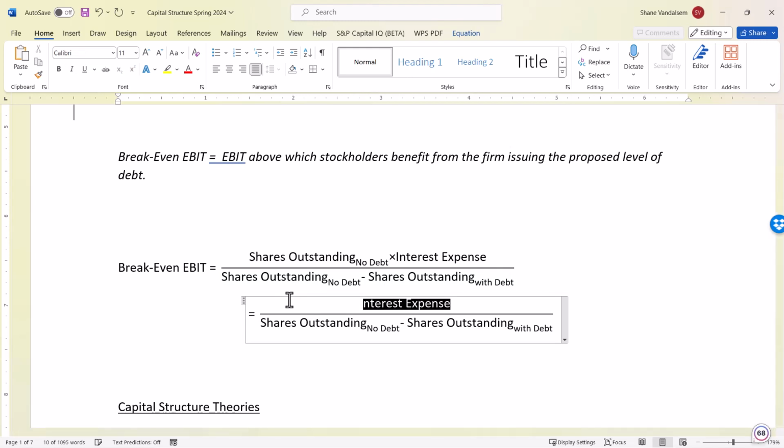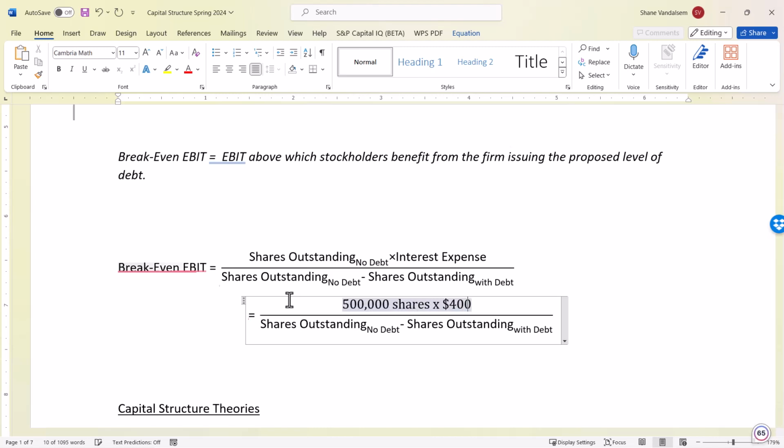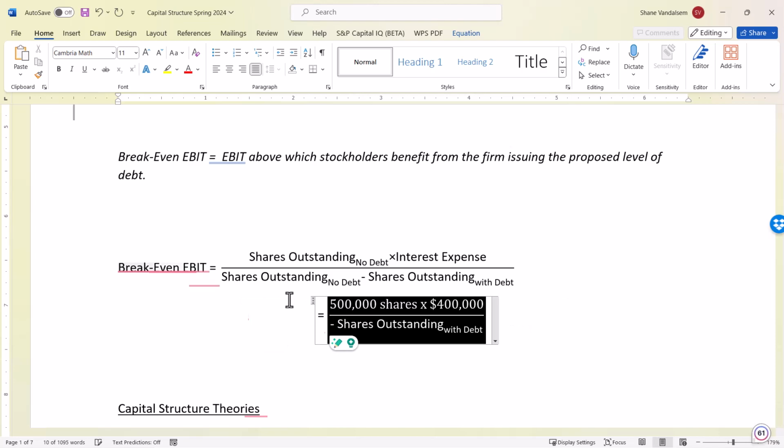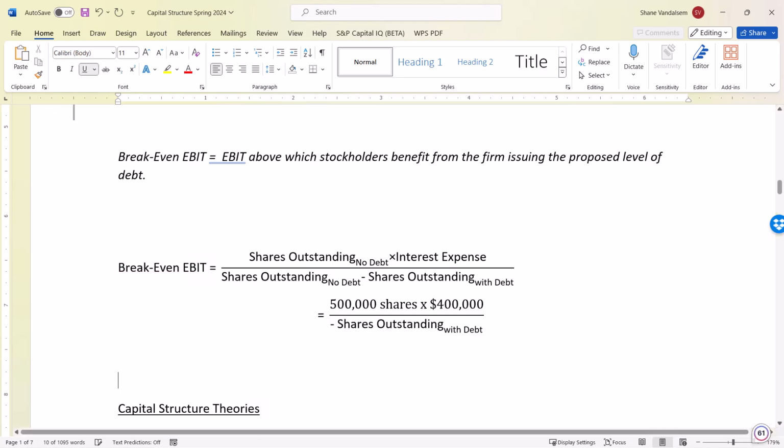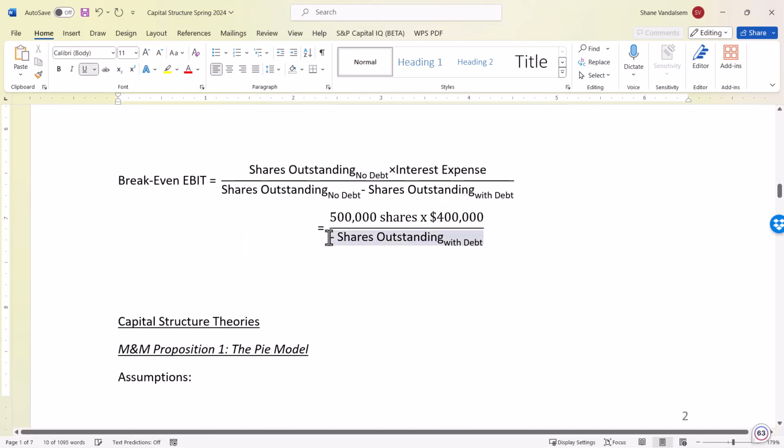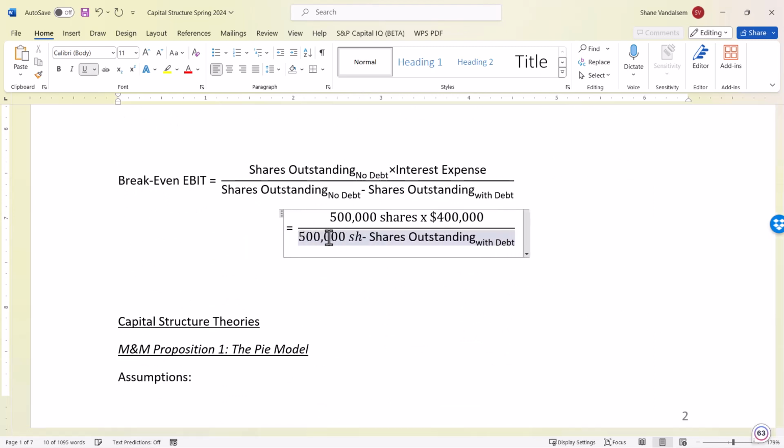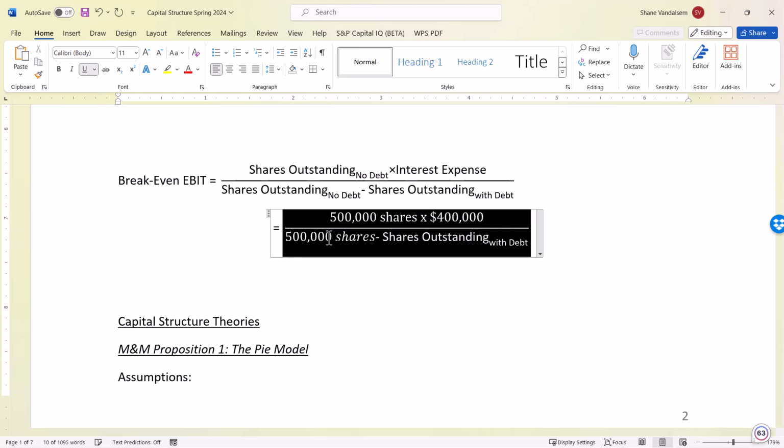So we have 500,000 shares multiplied by the amount of the interest expense, which was $400,000. And that's going to give us a great big number in that numerator. And then the denominator is going to be the shares outstanding with no debt, which were 500,000 shares, minus the shares outstanding with debt, which were 300,000 shares.